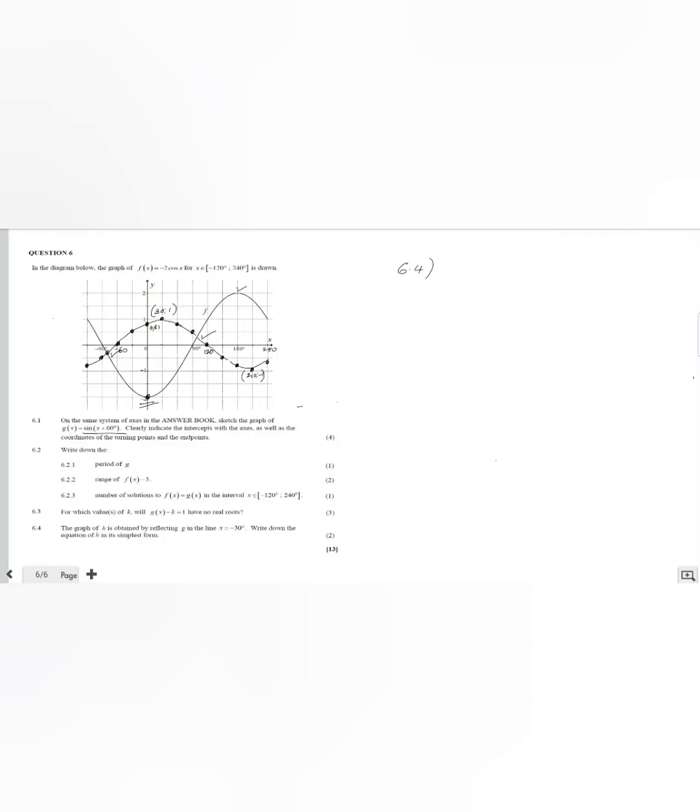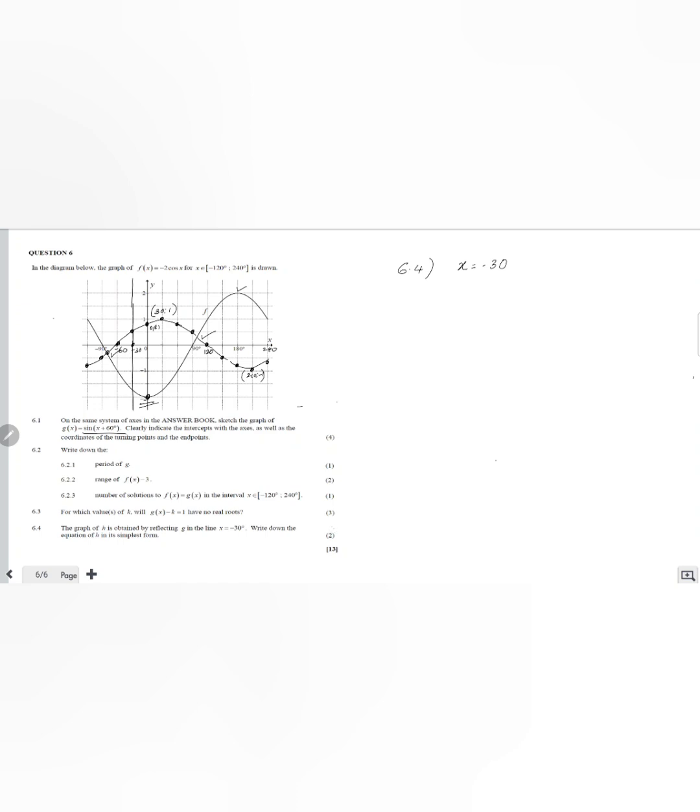Now coming to the last question, 6.4. The graph of h of x is obtained by reflecting g, which is the sine graph, isn't it? g in the line x is equal to minus 30. What is x is equal to minus 30? It's a vertical line passing through x is equal to minus 30. Where is minus 30? Here. Go to the diagram. You can see that this is minus 30. You have to reflect the graph about this line. You see that it is a vertical line.